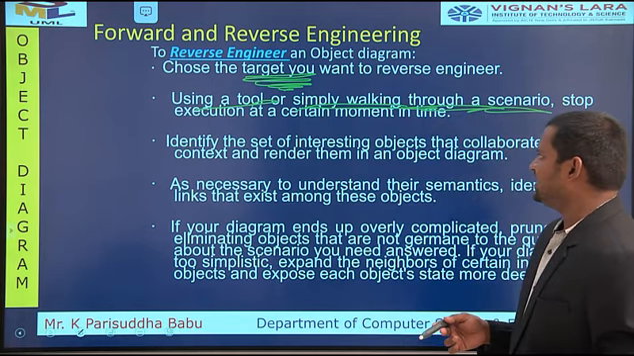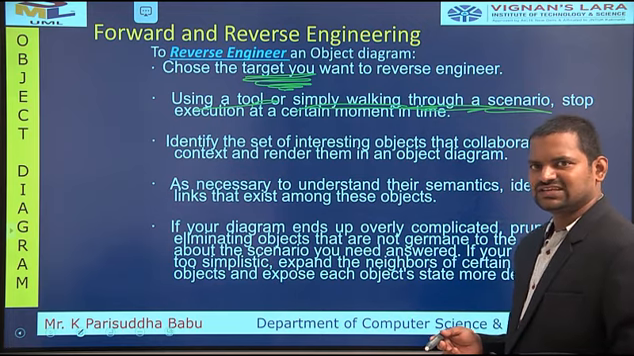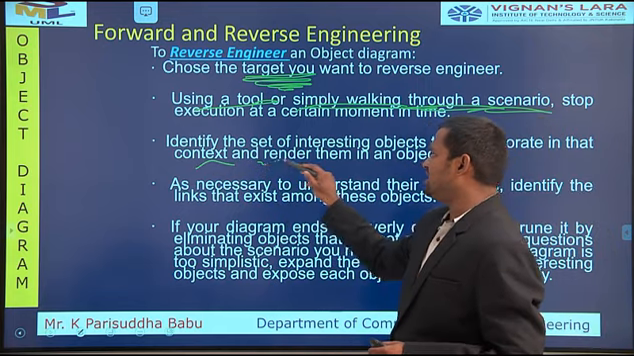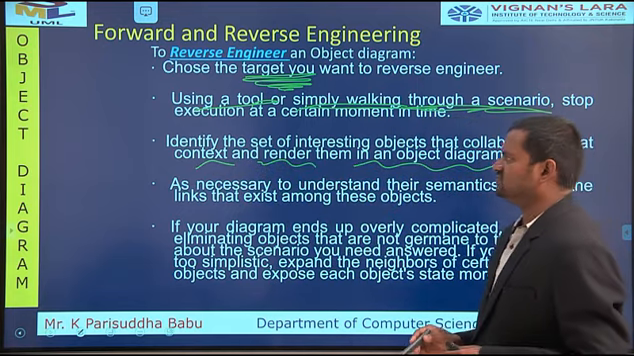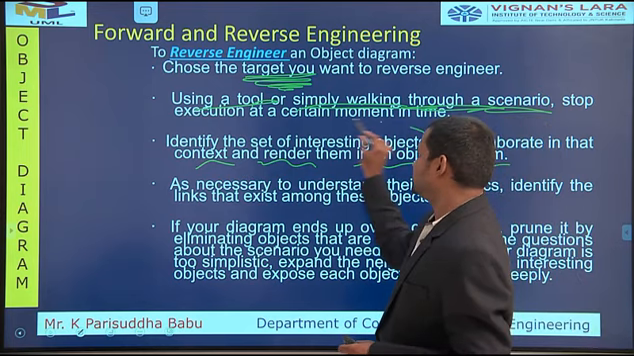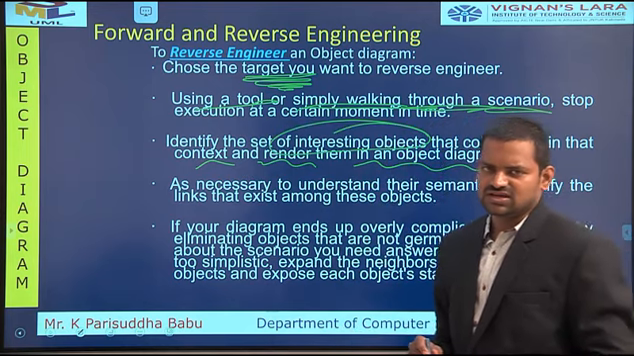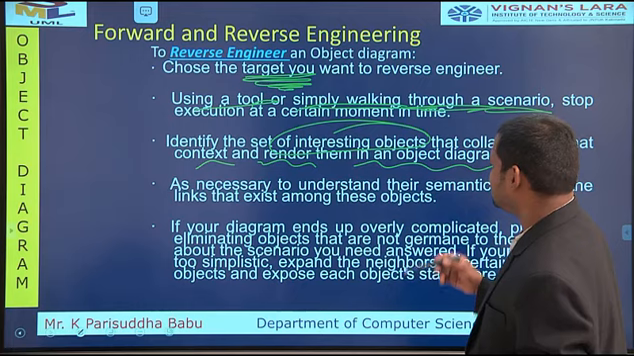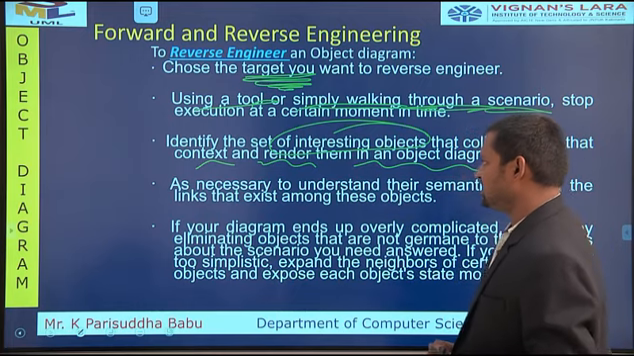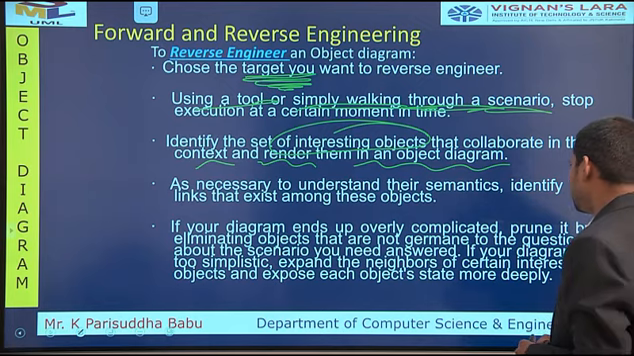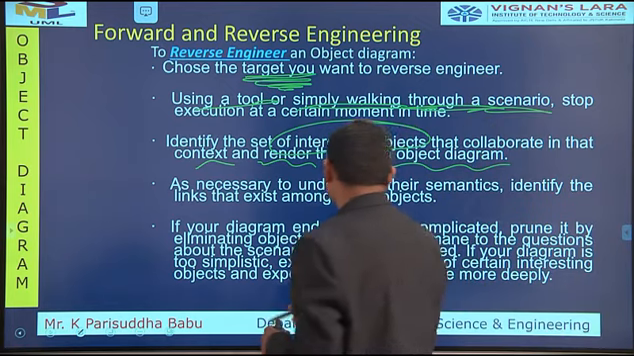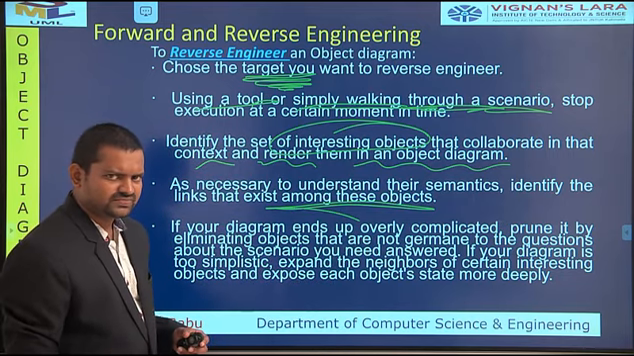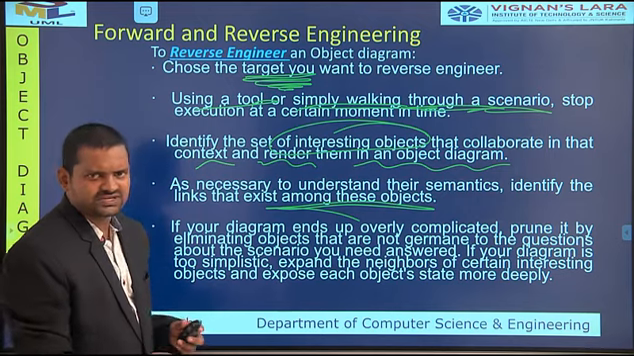Identify the set of interesting objects that collaborate in that context and render them into an object diagram. What kind of interesting objects did you find? Those interesting objects will be represented. You have to find them and draw the object diagram. As necessary to understand their semantics, identify the links that exist among these objects. Identify the links among the objects, finding the objects and also the links among them.